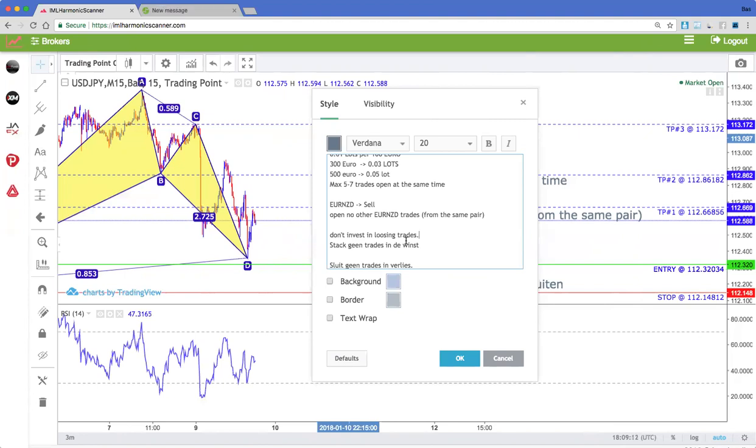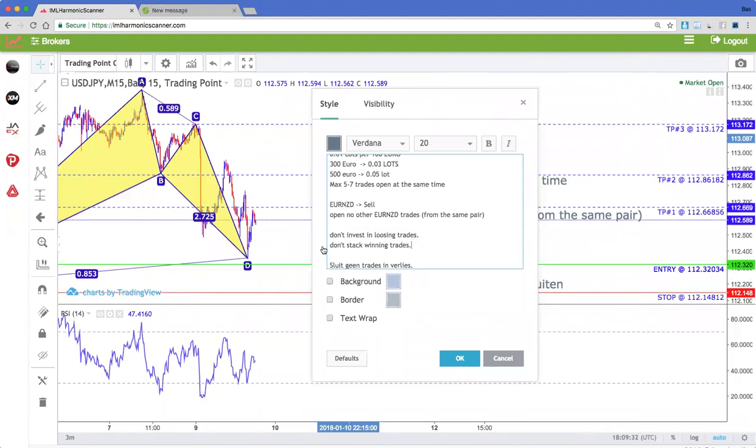You are taking the risk, you are calculating everything, so don't take more trades when it's in minus. Also, don't use stacking. So don't stack winning trades.